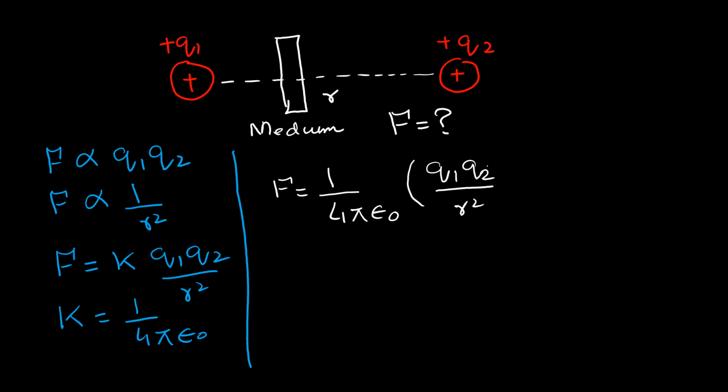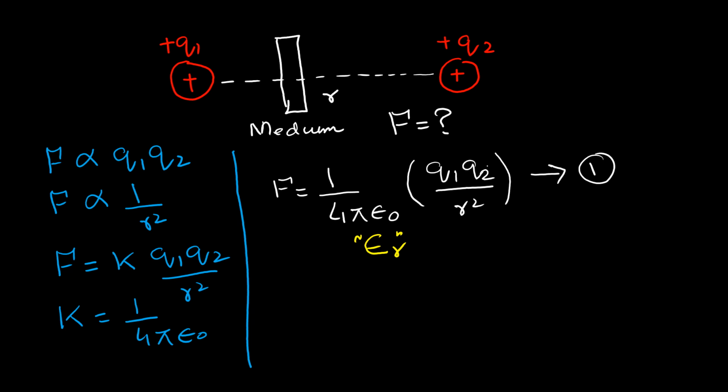Let me call this equation number 1. The question that arises here is that we have a medium between the plus Q1 and plus Q2 charges. This medium will decrease the force of repulsion between these two same charges. Due to this, another term is used, known as relative permittivity. So another constant, epsilon R, will be incorporated in equation 1.